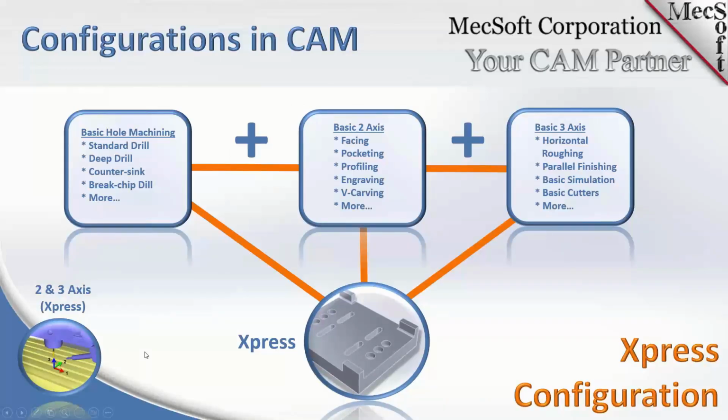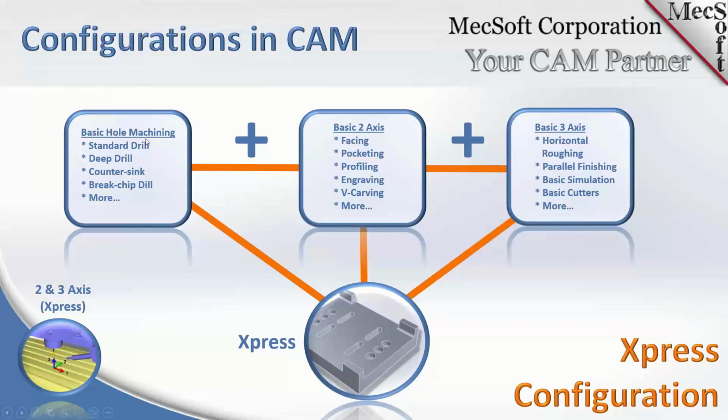Now what we're going to do is start out with the lowest configuration, Express. And you see this little pop-up icon here on the bottom left. If you pay attention to this, you'll get an understanding of what types of features are added as we move up in the configuration. Okay, so we're currently looking at Express. In Express configuration, you're going to do basically prismatic parts, 2.5 axis parts, very, very basic 3-axis. And you have drilling as far as that.